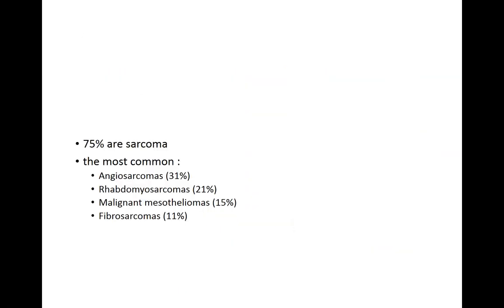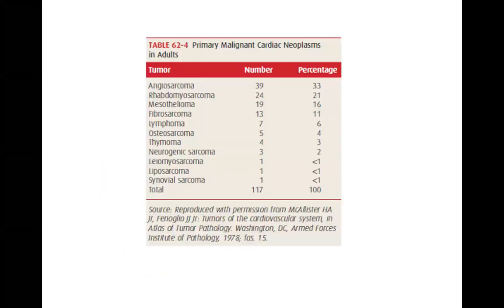Teratomas. Malignant tumors: 70% are sarcomas. What are the most common? They will ask you in the exam. The most common one is angiosarcoma, followed by rhabdomyosarcoma, followed by malignant mesothelioma, followed by fibrosarcoma. I'm sorry, I'm going a little bit fast because it's a big talk. So for primary malignant cardiac tumors in adults, you have to understand this: angiosarcoma, rhabdomyosarcoma, mesothelioma, and fibrosarcoma.